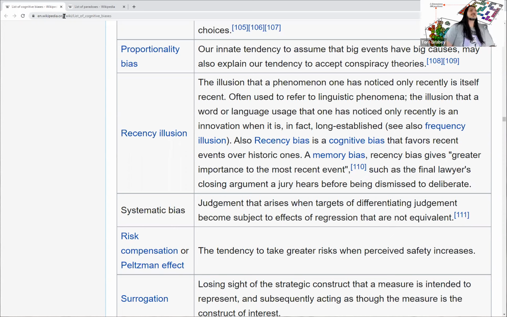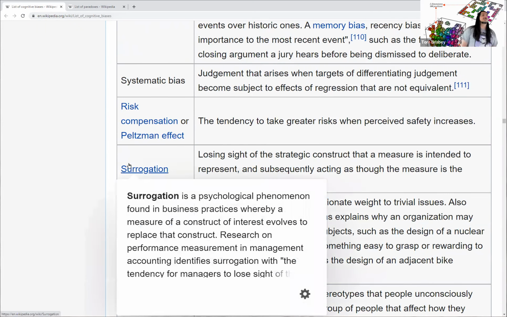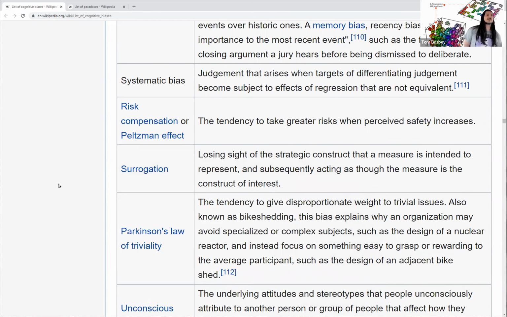Recency illusion, the illusion that an event you've noticed recently has greater importance. I think that's the thing where you're liable to pay attention to something more because you just learned about it. I just heard this new word, and now this new word is popping up everywhere. Maybe the word was everywhere, and you just are now noticing it, and previously you were blocking it out. Systemic bias discerns judgment that arises when targets of differentiating judgments become subject to effects of regression that are not equivalent. Yeah, you combine things that don't work together. You mix data sets that don't measure the same thing.